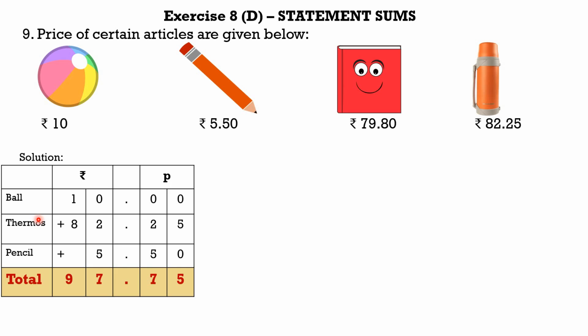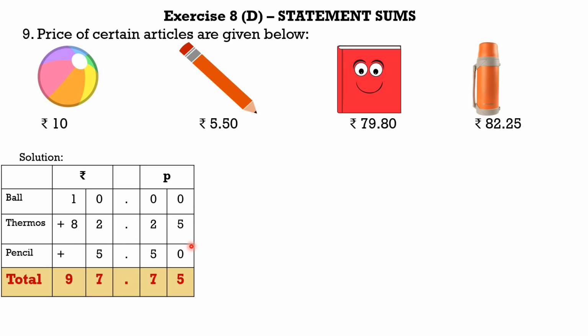The first one they have told us to add is a ball, a thermos and a pencil. So let's see, the price of the ball is rupees 10, thermos is 82.25 paise and pencil is 5.50 paise. So we will be adding all these.